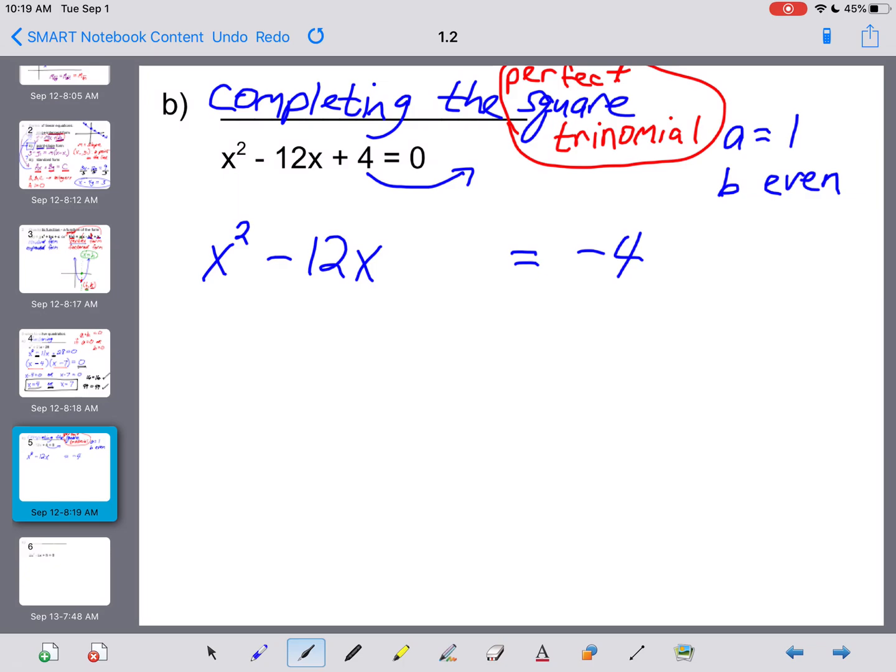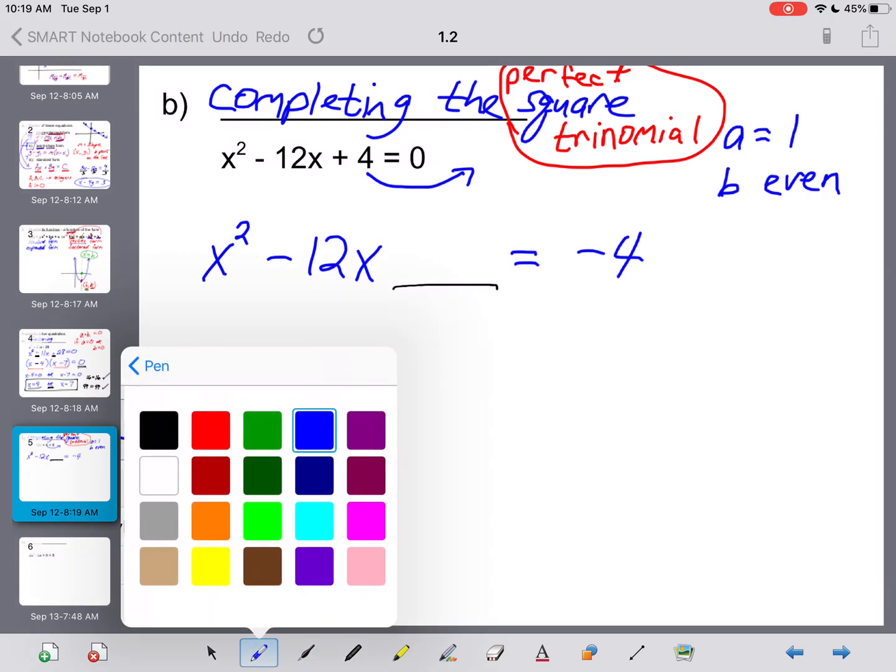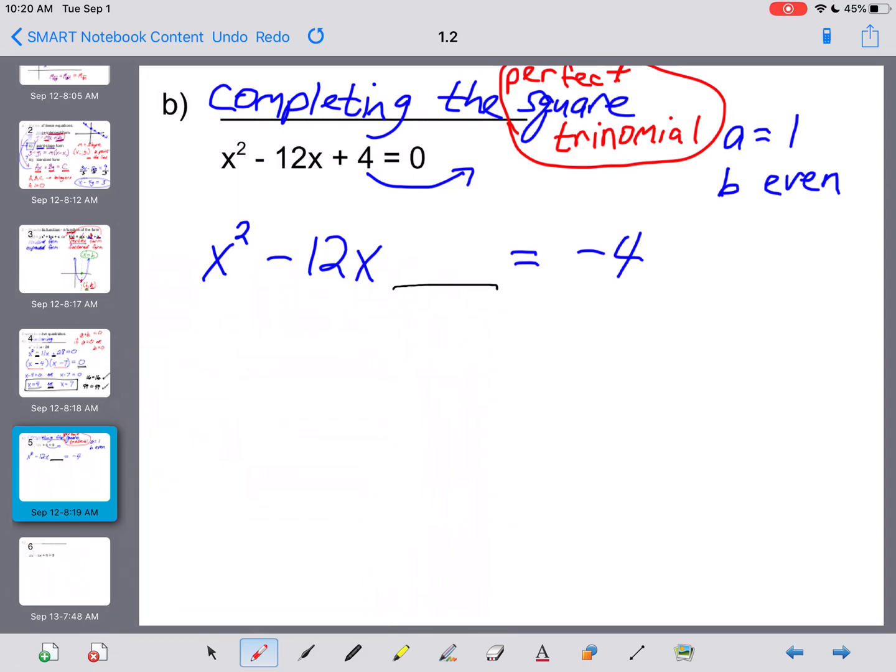Now, to make this left side a perfect square trinomial, we're obviously missing something right here. So, how do we make it a perfect square trinomial? Well, here's a method you've probably talked about in the past but maybe forgotten. This works anytime that a is equal to 1. What you're now going to do is take your b value, which in this case is negative 12, cut it in half, and square that value.